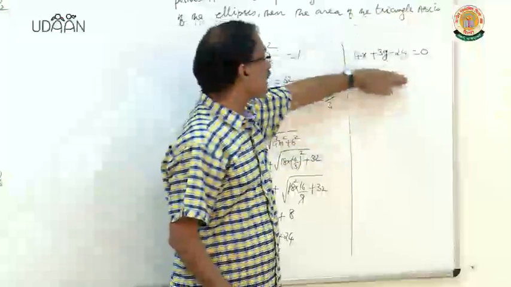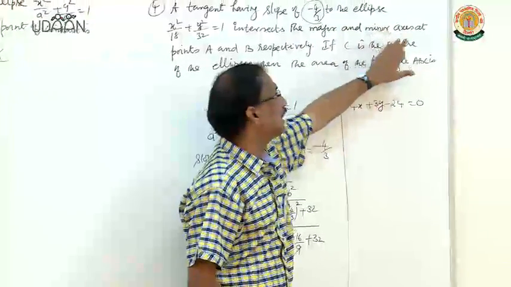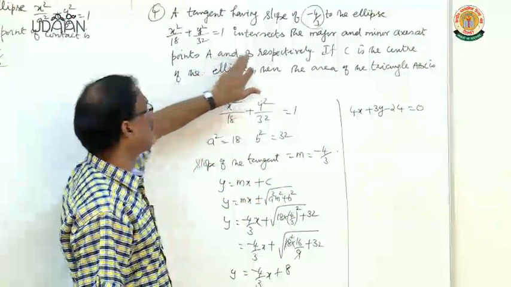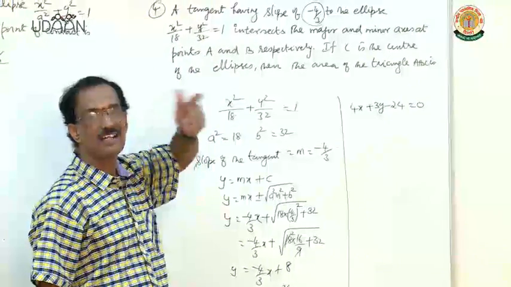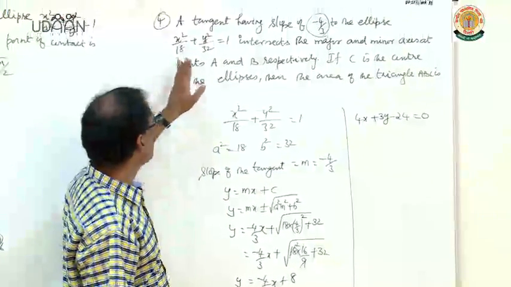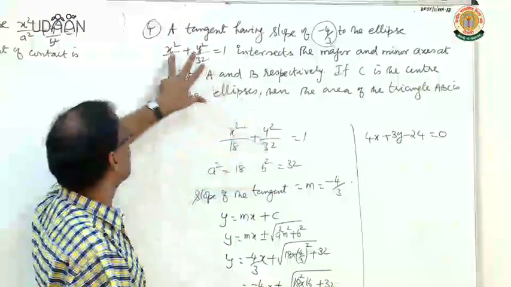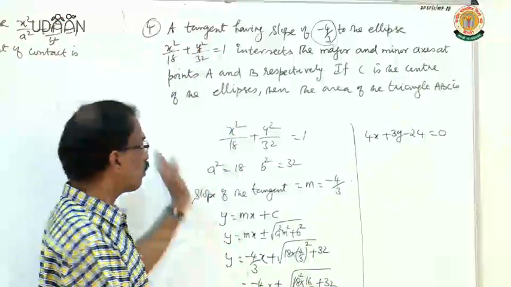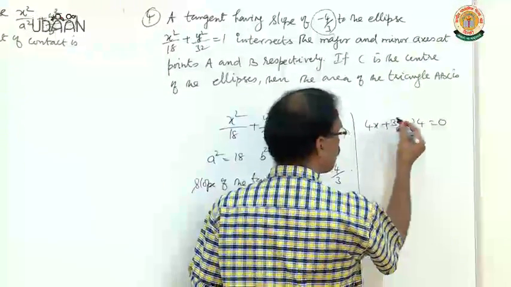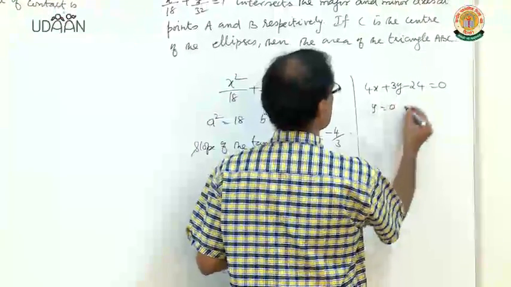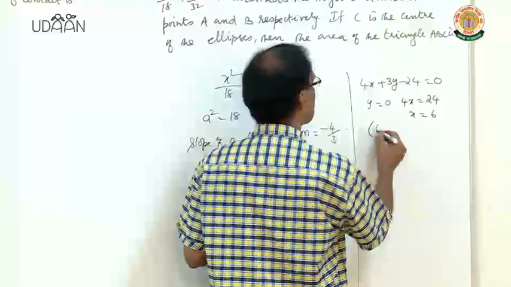Now, this tangent meets, or we can say intersects, the major and minor axis at points A and B respectively. Major and minor axis in this case are your x and y axis, because here the center is 0, 0. So, where will it meet the x axis? If you put y equal to 0, we get 4x is equal to 24 or x equal to 6. So, the point is 6, 0.